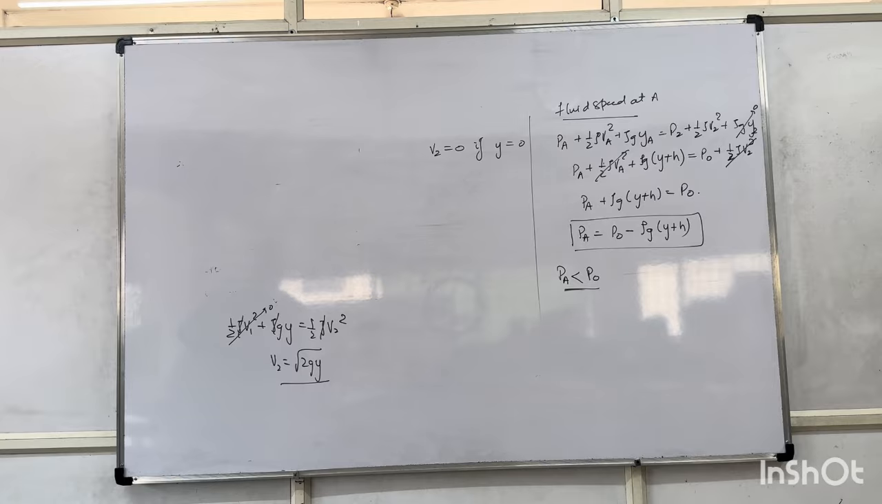Half rho V A square. A1 V1 equal to A2 V2, area of cross section is the same, so velocity is the same. So half rho Va square and half rho V2 square will be equal.